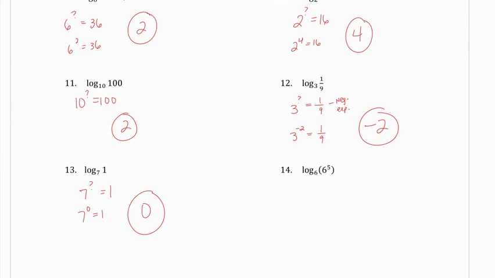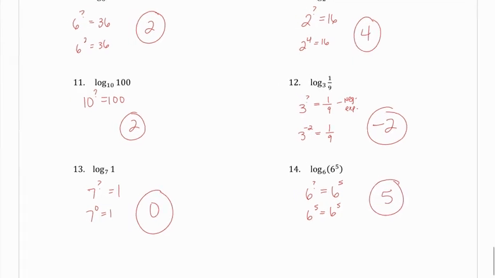And then this one, we've got 6 to what power equals 6 to the 5th. Well, think about that one. 6 to what power equals 6 to the 5th? The only thing that makes sense there is 5, right? 6 to the 5th equals 6 to the 5th. So our answer there, 5.